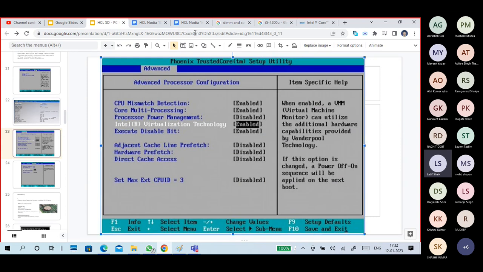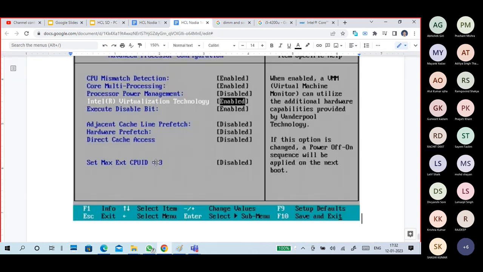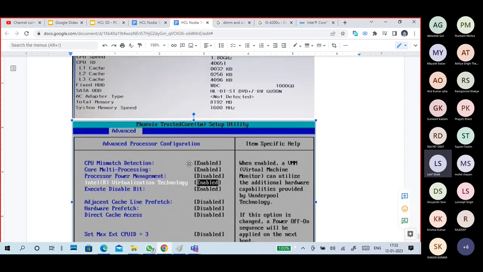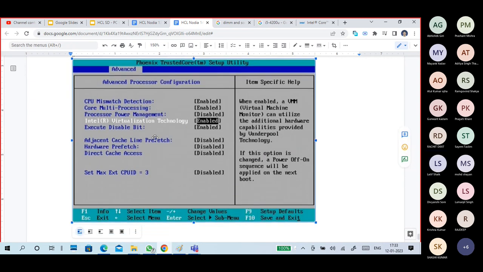Okay, guys, these are some other settings. Both are different BIOS manufacturers. This is a Phoenix BIOS. I went to the advanced settings. You can see virtualization technology is enabled, processor power management is disabled, core multi-processing enabled, mismatch detection enabled. Like this, you can enable or disable or do certain settings for your processor or some hardware devices. Here I enabled this virtualization technology.